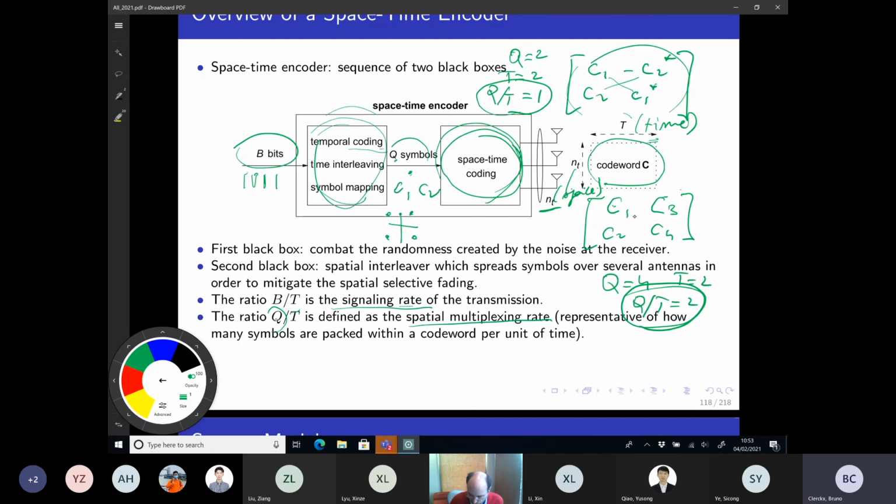On the other hand, you may have some loss in terms of diversity gain here because you see C1 is only transmitted from one antenna, not from the other antennas. While here, C1 is transmitted from antenna 1, but also from antenna 2, right? There is this trade-off between rate and diversity gain that will come up.